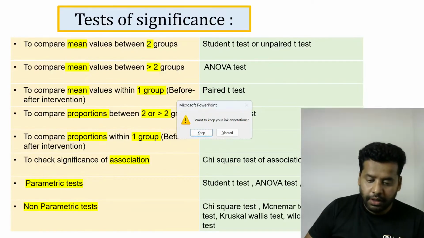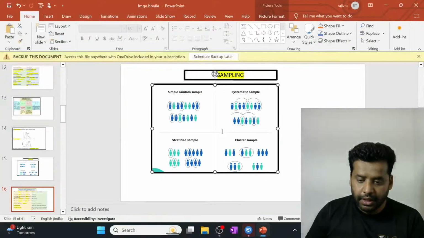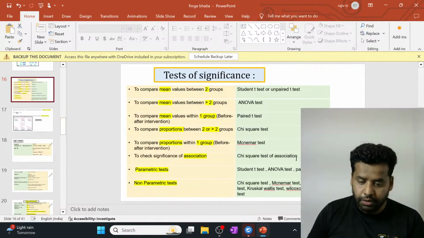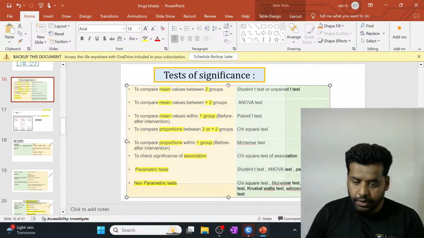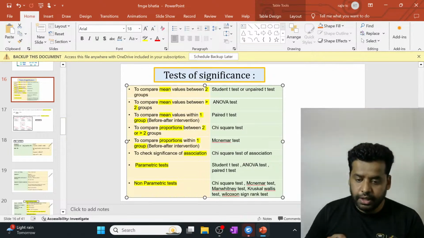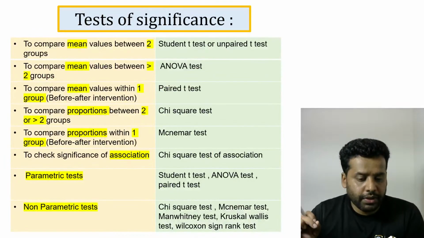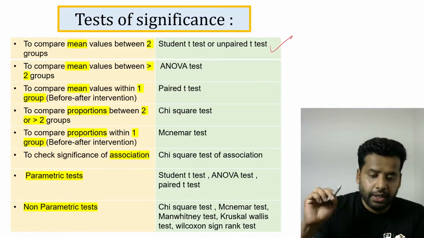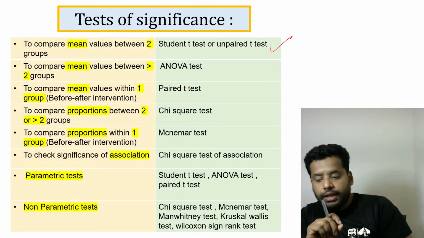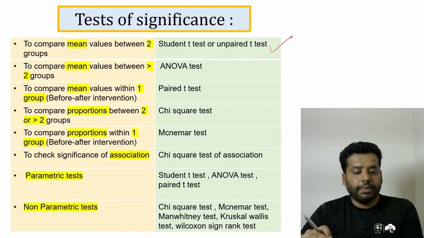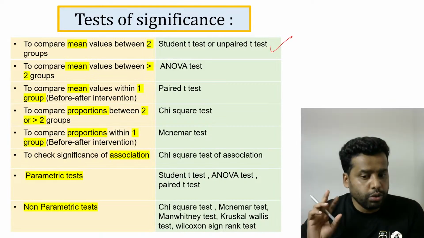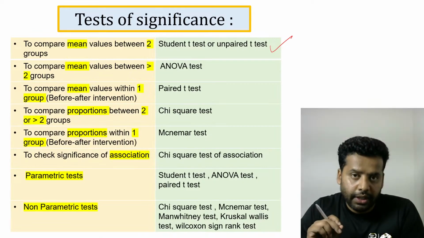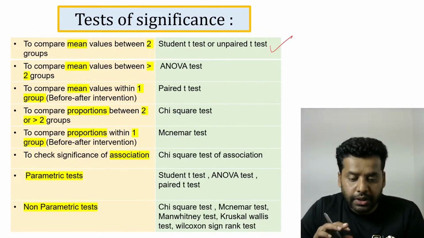Now this table is repeatedly asked in the exam: what test is applied in what situation? This is my question. Test of significance. First is the student t-test, also called the unpaired t-test. When you are comparing mean values between two groups, see the words properly, mean values between two groups, the student t-test is used to check the significance.